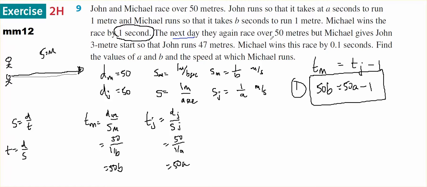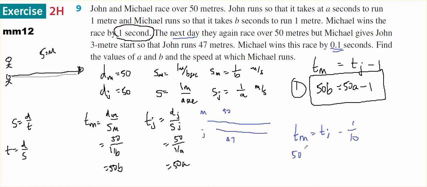The next day, they race over 50 metres, but Michael gives John a 3 metre start. So Michael races over 50, but John races over 47. And Michael wins the race by 0.1. So on day 2, the time of Michael will equal the time of John minus 1/10. The time of Michael doesn't change because he still races over 50 metres, so that will be 50B. But the time of John will now be 47 over 1 on A, so 47A minus 1/10.